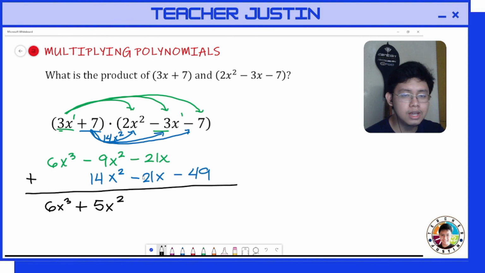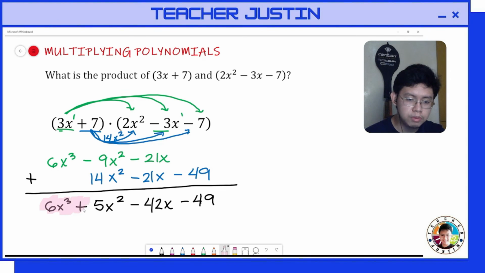Okay, next, negative 21x plus negative 21x. Since they have the same sign, we will copy the sign and then add 21 and 21. Give us 42. Then copy the variable x. Then last one, negative 49. Since it doesn't have any partner, we will just bring down negative 49. Okay, and that's it. The product of these two polynomials is 6x cubed plus 5x squared minus 42x minus 49.